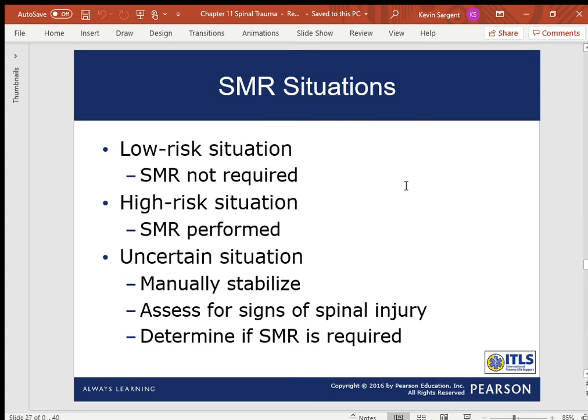Spinal motion restriction situations: a low risk situation. This would be a patient with a very low mechanism, not complaining of any pain, or maybe complaining of some slight pain. Spinal motion restriction is not required. You have your high risk situation, which could be a motorcycle collision, some very high force situation where spinal motion restriction is performed. Uncertain, we manually stabilize and assess for signs of spinal injury and determine if it's required. That determination is based on your assessment.